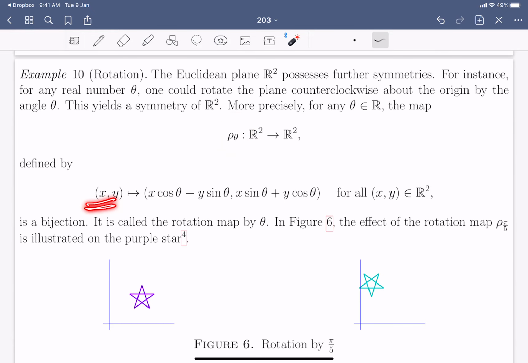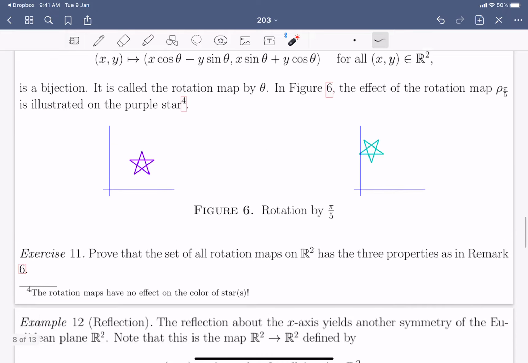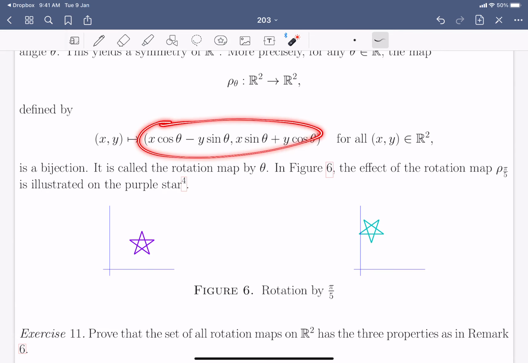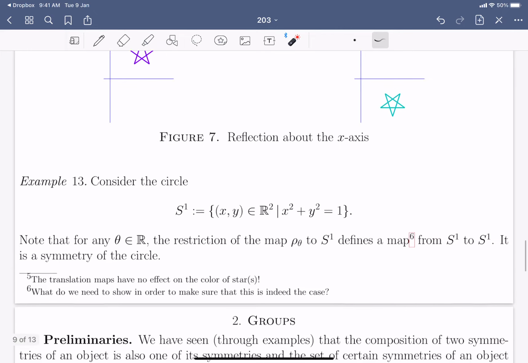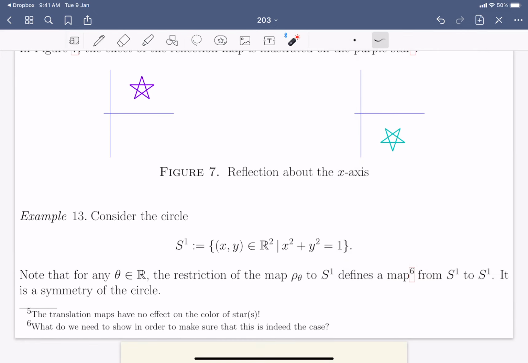So if you send x comma y to this point, and if you assume that x comma y comes from the circle S1, then you can show that this is also an element of S1. This is something that I suppose you'll be able to see.